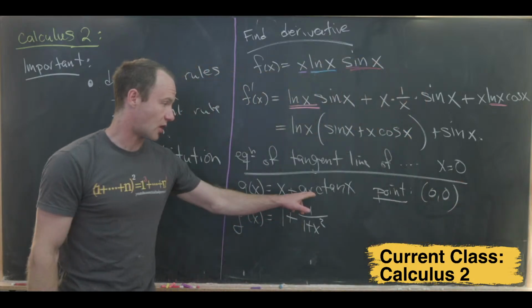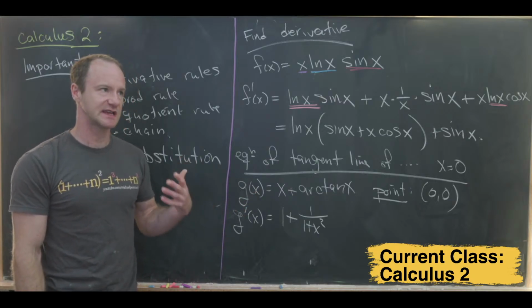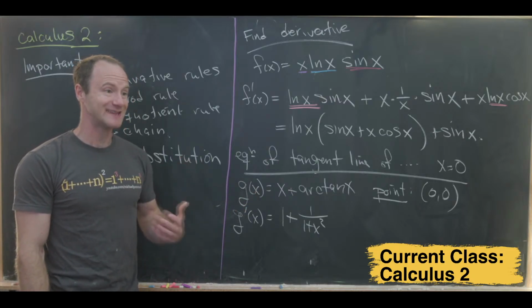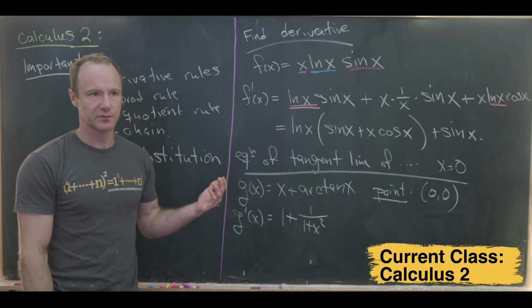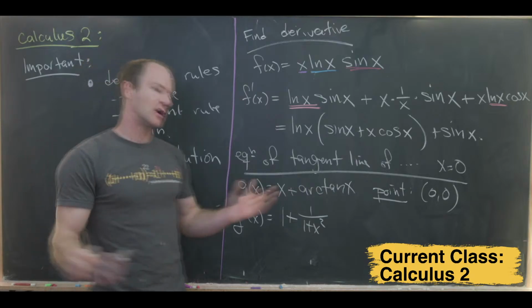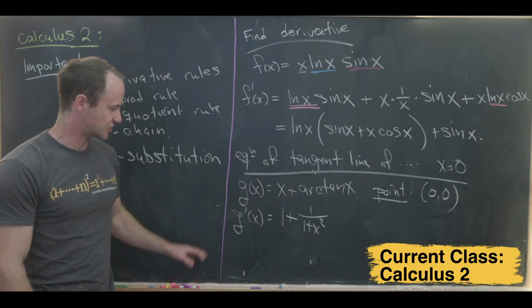And that's because arctan of 0 is 0. Remember, arctan is the inverse tangent. It's like asking the question, when is the tangent equal to 0? Well, that occurs at 0. It occurs other places too, but remember, arctan is only inverting part of the tangent.